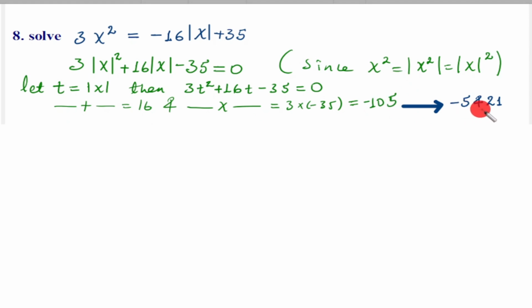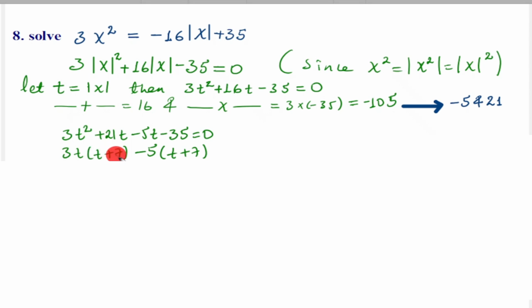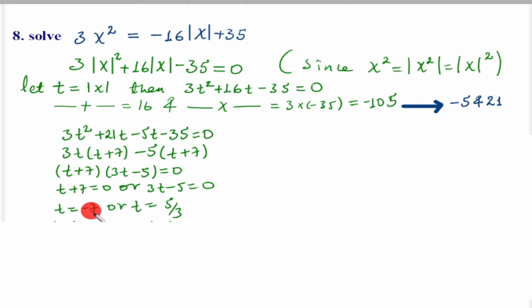So the numbers are minus 5 and 21. Then insert: 3t squared plus 21t minus 5t minus 35 is equal to 0. Then group these 2 and take the common. The common for these 2 is 3t, so what's left? T plus 7. The common for these 2 is minus 5, so what's left? T plus 7. T plus 7, when we take as common, we are left with 3t minus 5 is equal to 0. When we solve this, t plus 7 is equal to 0 or 3t minus 5 is equal to 0. So the value of t is equal to minus 7 or t is equal to 5 over 3.